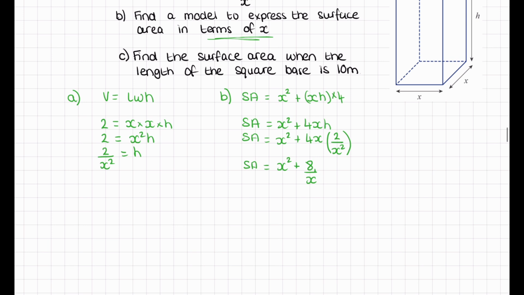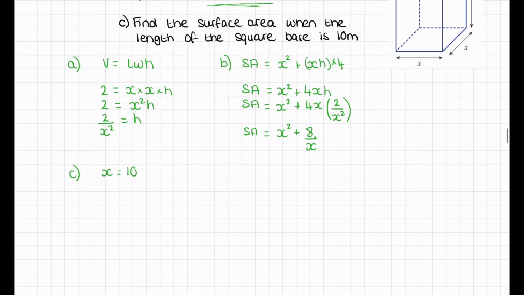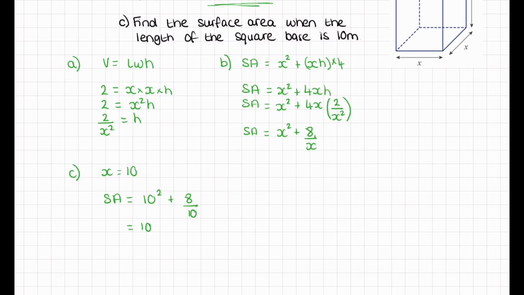Then part C, we want to find the surface area when the length of the square base is 10 meters. So that is telling us that x equals 10. And so we can just sub that in. So the surface area will equal 10 squared plus 8 divided by 10. Just put that into your calculator and we will end up with an answer of 100.8 meters squared for our surface area.